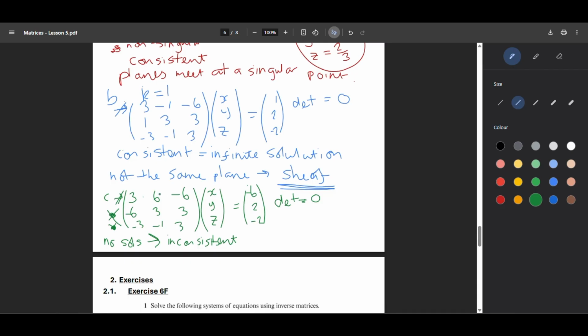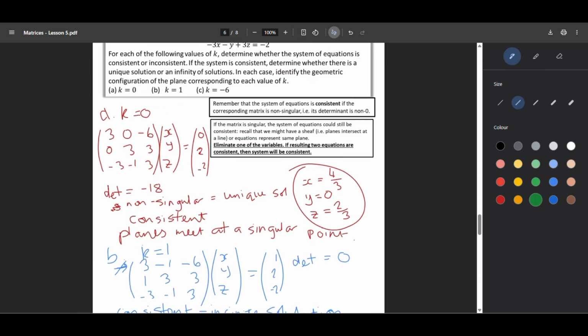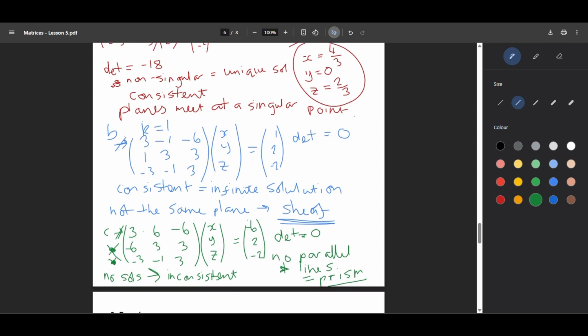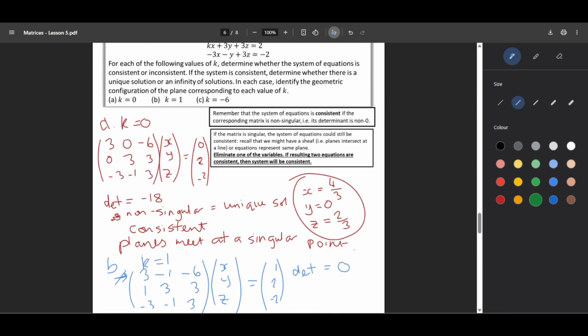So no parallel lines. That should say line. So therefore, it must be a prism. So that's how you think about those questions. So again, I would probably, for the consistency, use the algebra to prove that. And then obviously you can check it with the equations. But that is the general idea of it.